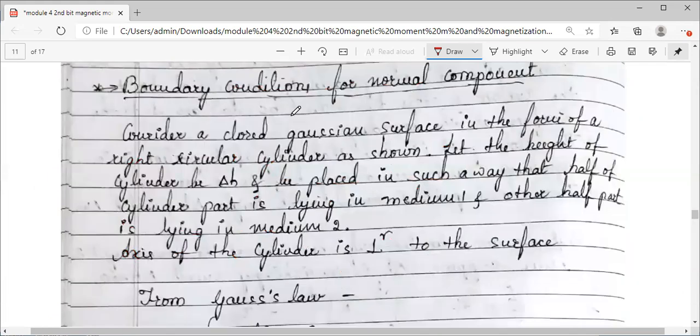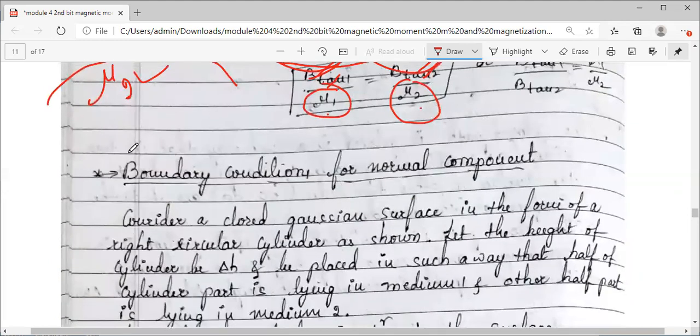Now, applying the boundary conditions to find the normal component. Just like we have just now seen for the tangential component, whether B tangential and H tangential are continuous or discontinuous, whether they remain the same or differ when they travel from one medium to another medium. Similarly, now how will the normal component behave when they enter from one material to another material? How will these fields behave, whether they remain the same, whether they are continuous, or whether they are discontinuous, whether they change their behavior, we have to see.